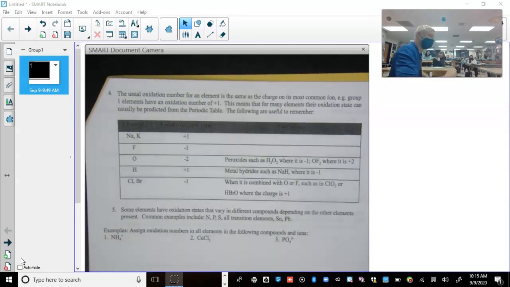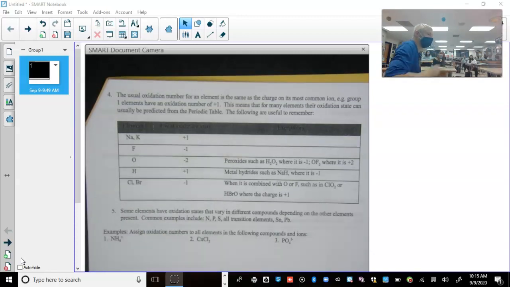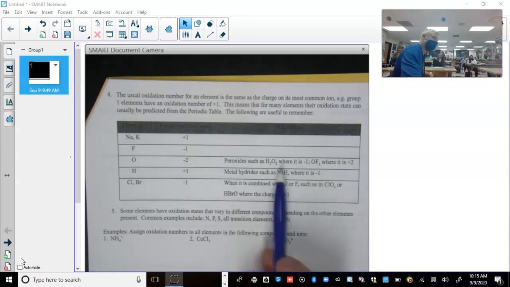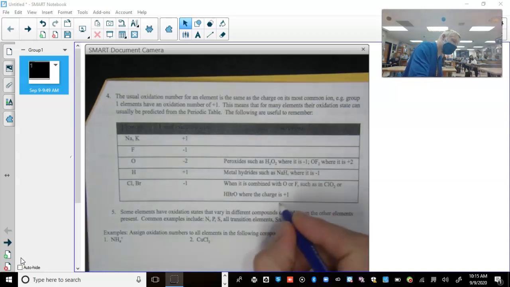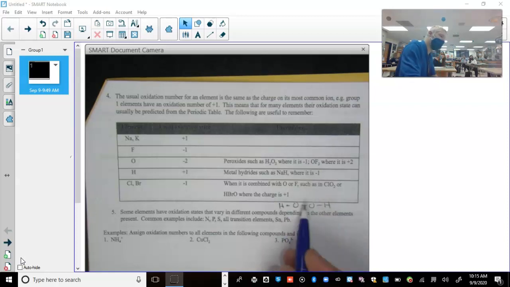Halogens are typically -1, but not always. Oxygen's always going to be -2 unless it's a peroxide. And the only peroxide you're going to be dealing with is H2O2, in which case the O would equal -1. The reason is that peroxide is anything where you got two oxygens together. That's more organic, so in organic chemistry we would get into that further, but even in this class we don't really get into peroxides too much.